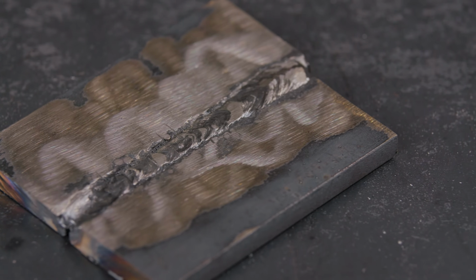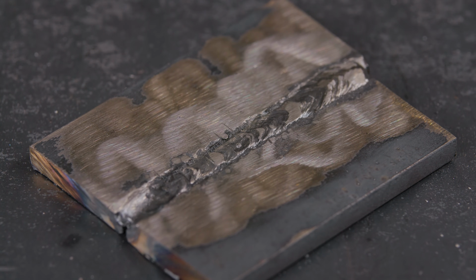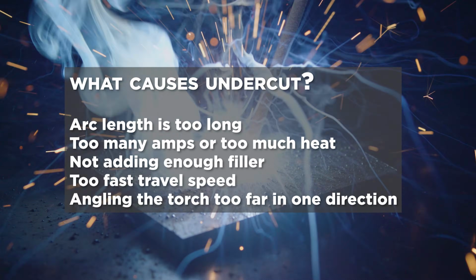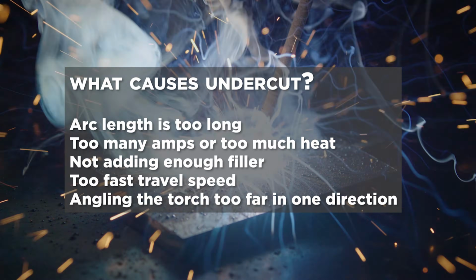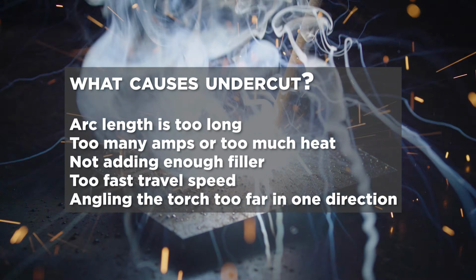Undercut occurs when a weld gets too wide and the base metal dips in along the edges due to poor welding technique, but there is not enough filler material to fill in the gap, so you're left with a groove on the toes of the weld. So what causes it? Arc length is too long, too many amps or too much heat, not adding enough filler, too fast of a travel speed, or angling the torch too far in the one direction.